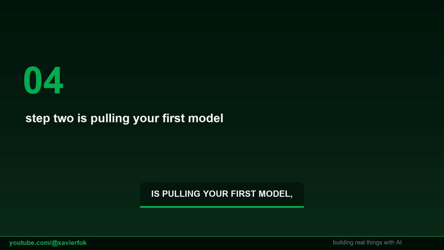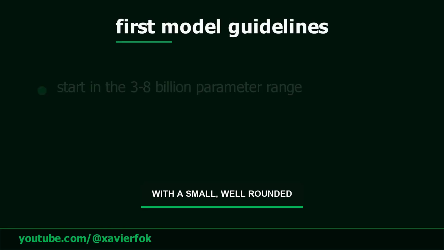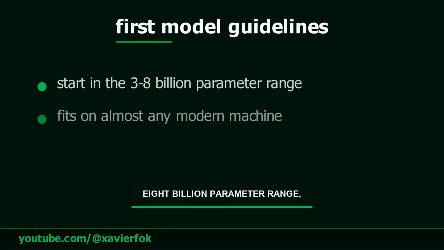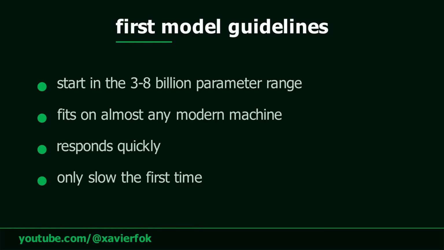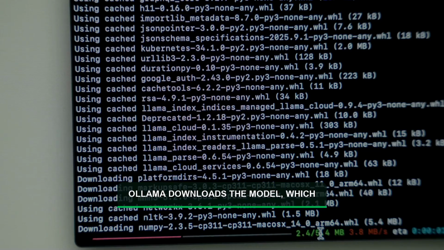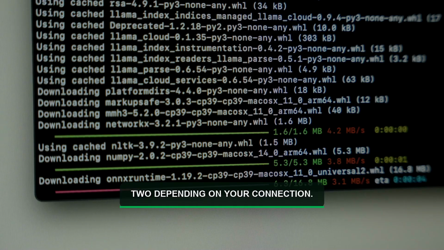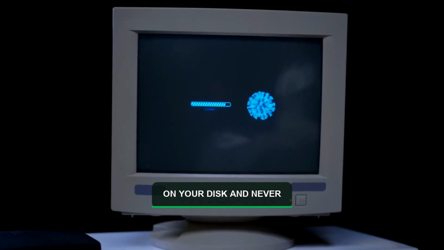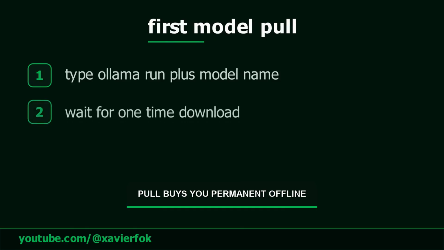Step 2 is pulling your first model, and this is where you make one real decision. You open a terminal and type Ollama run, then the name of a model. I tell beginners to start with a small, well-rounded model in the 3 to 8 billion parameter range, because it will fit on almost any modern machine and respond quickly. The first time you run that command, Ollama downloads the model, which is a few gigabytes, so it takes a minute or two depending on your connection. After that, the model lives on your disk and never needs downloading again. Every future run starts instantly, so that one slow first pull buys you permanent offline access.